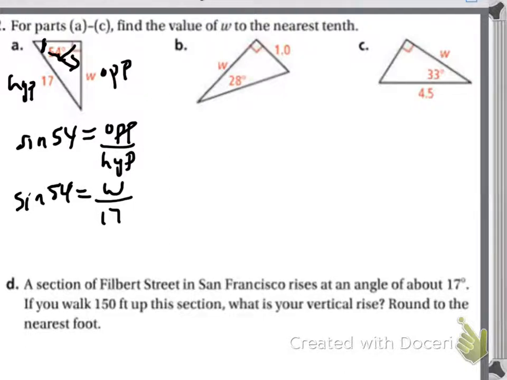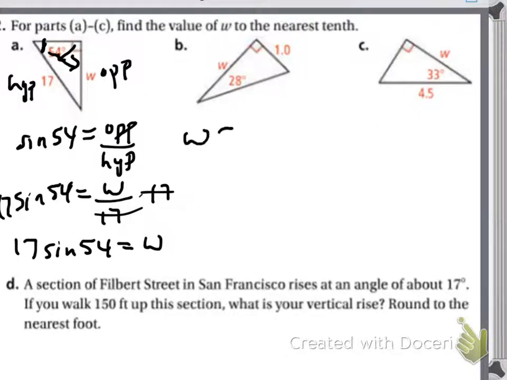Now we're going to multiply both sides by 17. So we get 17 sine of 54 equaling W. We multiply this side by 17 to get that to cancel, and then we multiply that side by 17. In your calculator, type in 17, then hit the sine key of 54, hit enter, and you get W is approximately 13.8, rounded to the nearest tenth.